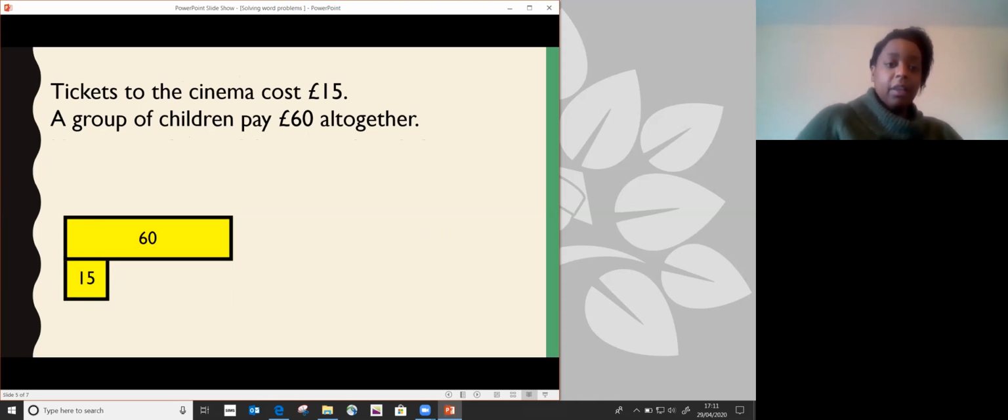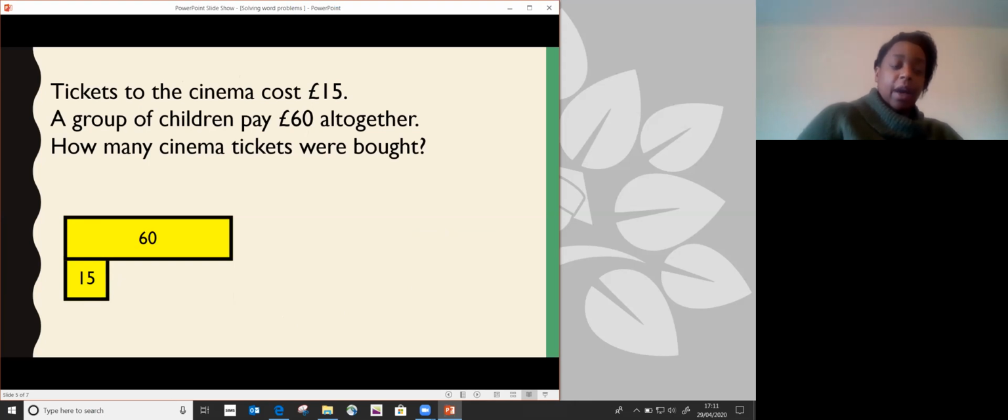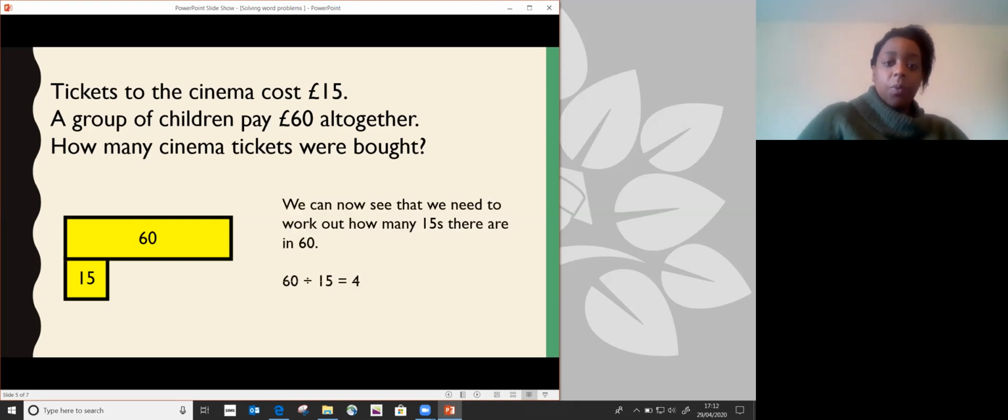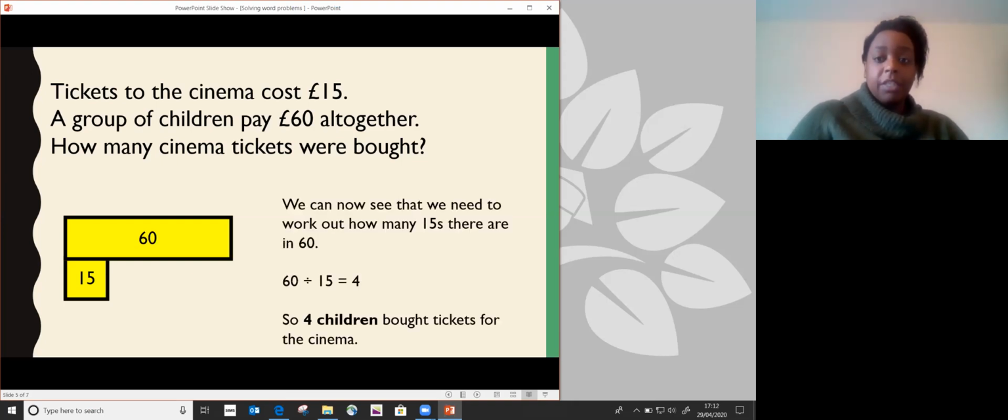So again, we need to work out how many 15s, so how many parts there are to that problem, how many children went to the cinema that day. And we can work that out by looking at how many 15s are in 60, which is 4, as we saw in the previous problem. So 4 children went to the cinema. So again, a different type of problem where you don't know how many parts there are, or how many times an item has been bought. Sometimes you see that in problems, and that's another way of working it out.